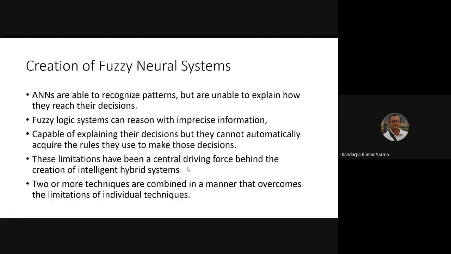We know that ANNs have the capacity to recognize patterns, but they can't tell how they reach their decisions. Fuzzy logic systems can reason with imprecise content. They are capable of explaining their decisions, but they cannot automatically create their rules, learn them, retain them, and use them for deriving decisions. These limitations are the central force behind the creation of intelligent hybrid systems. Two or more techniques are combined in a manner that overcomes these limitations of individual techniques.